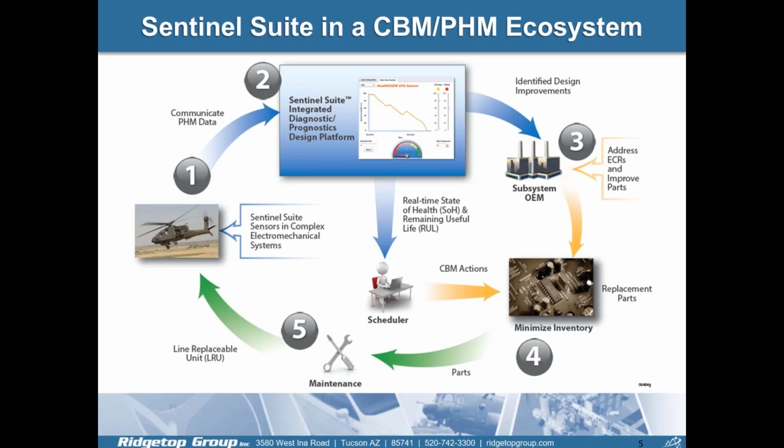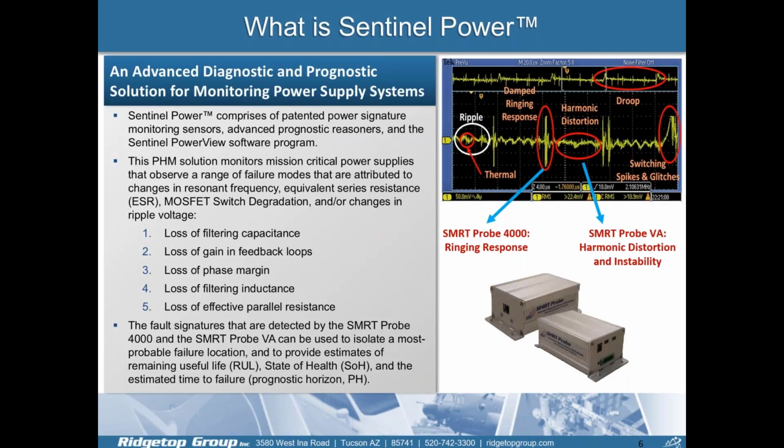What is Sentinel Power? Put in a nutshell, Sentinel Power monitors the output of a power supply. A power supply is very noisy, as illustrated in the upper right-hand corner. It has many types of noise. All noise can basically be used for diagnostic and PHM purposes. You have droop, you have a damped ringing response, harmonic distortion, ripple voltage, thermal noise, and switching spikes and glitches. All of those can be used as feature data, and when it's used as feature data, it's important for a particular diagnostic or prognostic purpose. Everything else is noise.